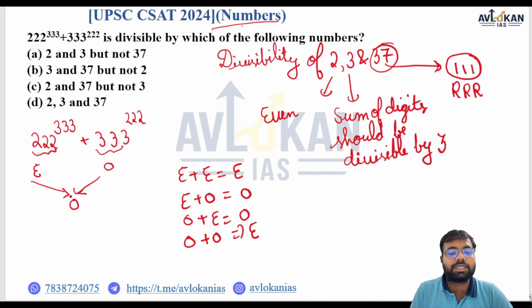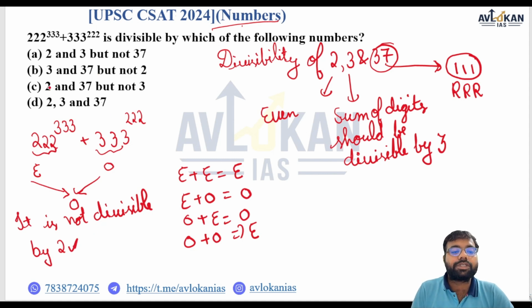So the sum of these two is odd. So if it is odd, that means it is not divisible by 2. This one thing is confirmed.